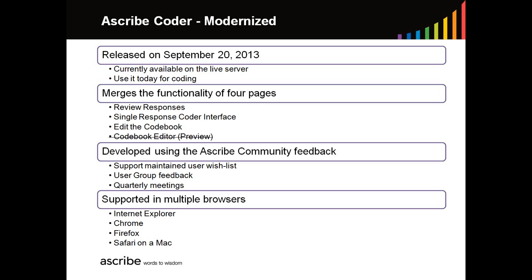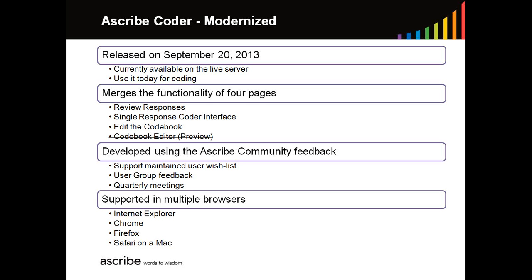Ascribe Coder was released on September 20th of 2013, so it's been out there for a little bit now. It is available on our live server, so you can access Ascribe Coder by clicking on your questions, clicking on a question, and choosing Ascribe Coder. And it is in use today. People are using it today for live production work. It is a fully functional coding tool.